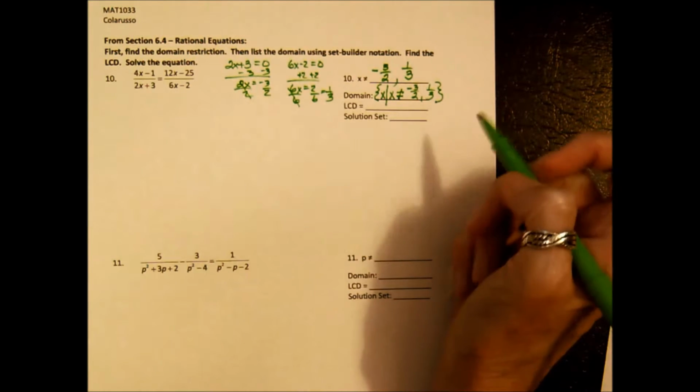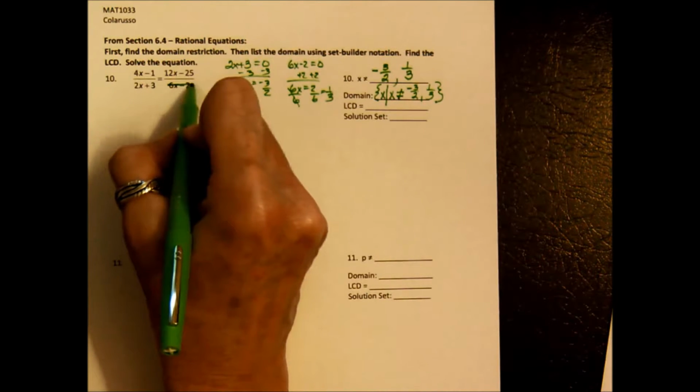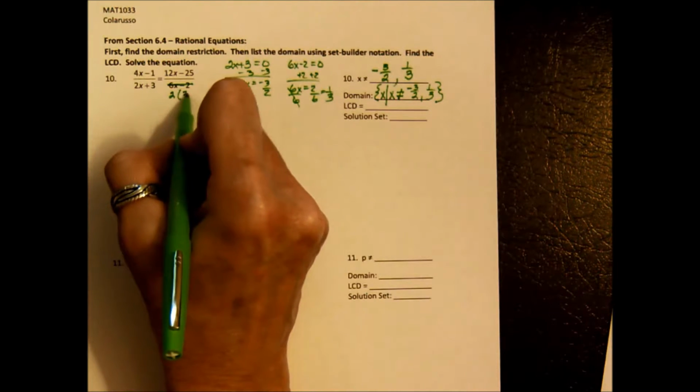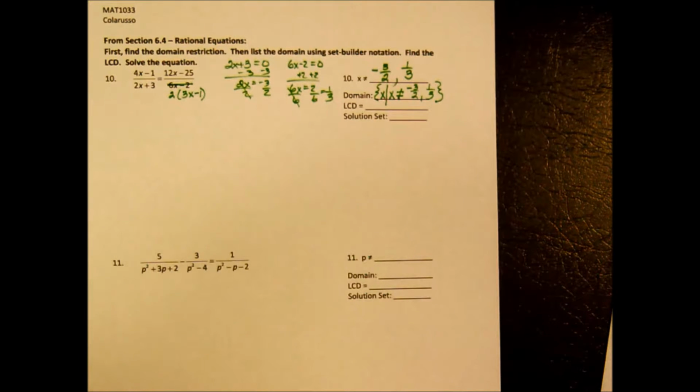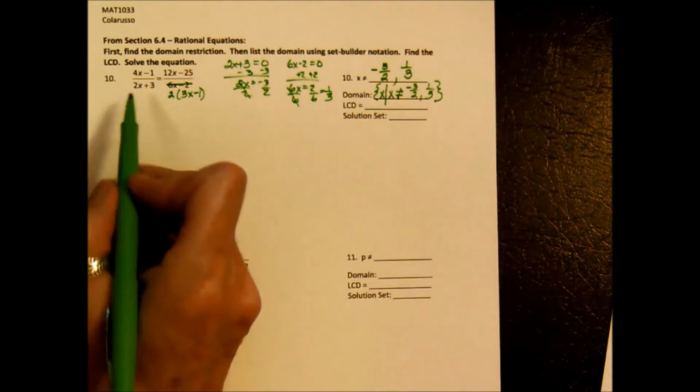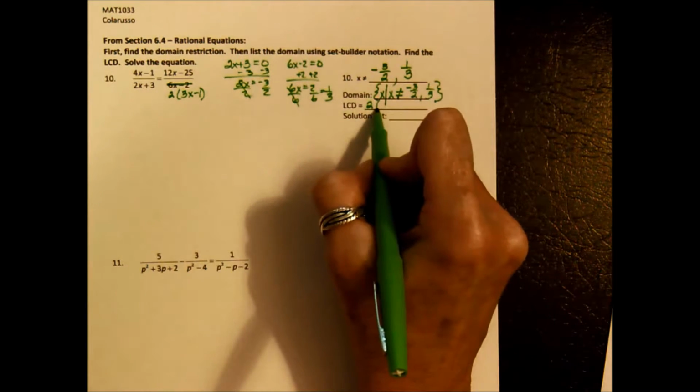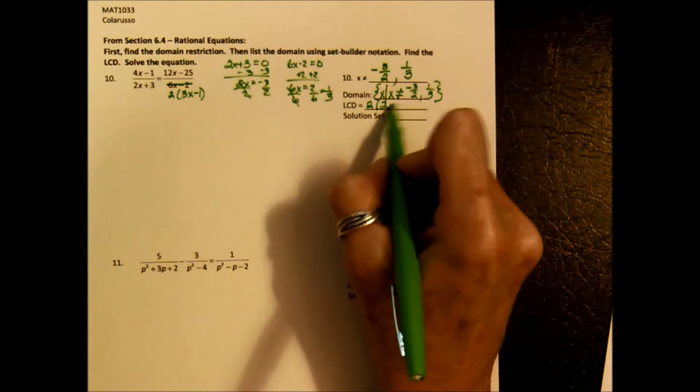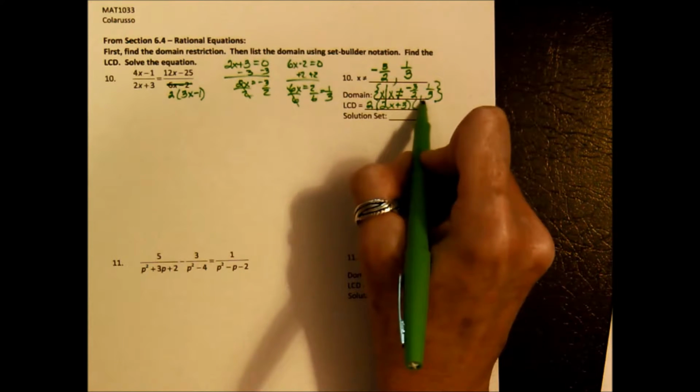Now I need the LCD. Well, in order to get it, I'm going to have to factor this one because I can't see what all the parts are until everything is factored. And I can see my LCD has to have all of those pieces. So I need a 2, I need a 2x plus 3, and I need a 3x minus 1.